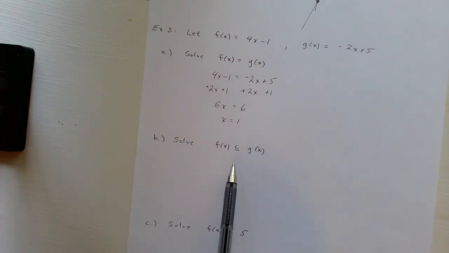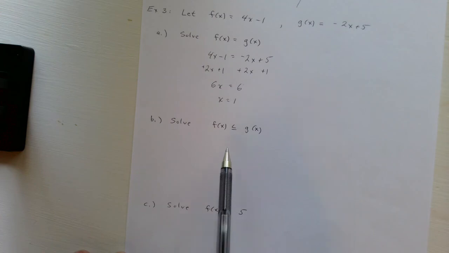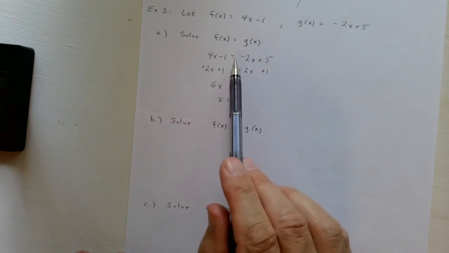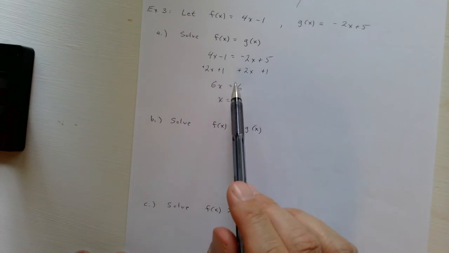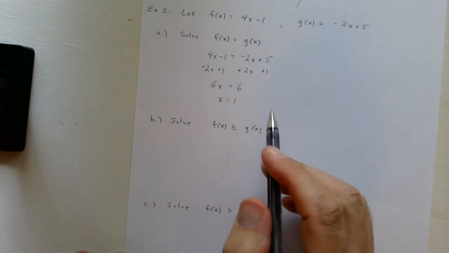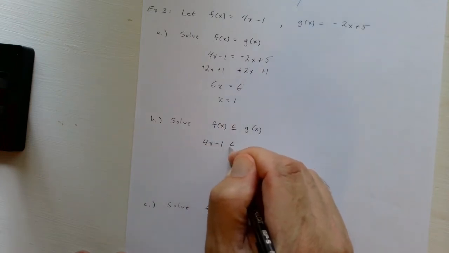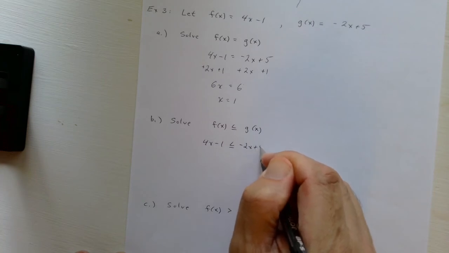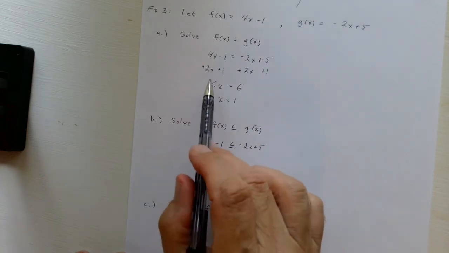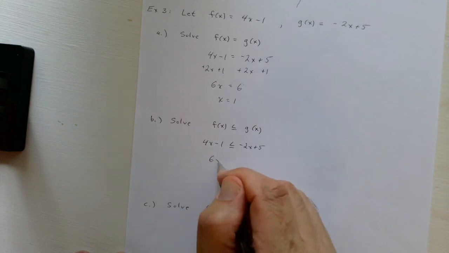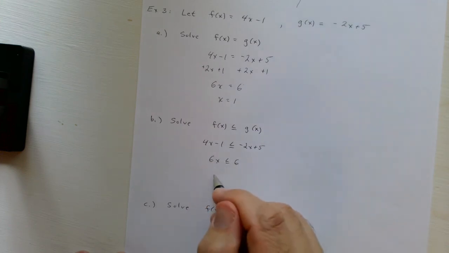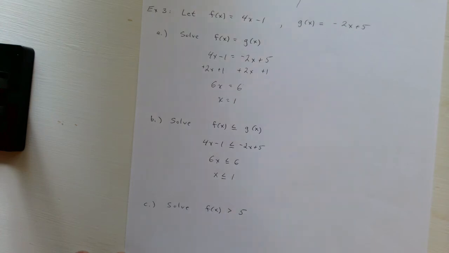If we wanted to solve the inequality, we can basically do the exact same thing where the equal sign is replaced with a less than or equal sign. So again we could write 4x minus 1 is less than or equal to negative 2x plus 5. Do the same, add 2x plus 1 to both sides, so you get 6x is less than or equal to 6. And then we divide by 6, and 6 is positive, so we don't change the direction of the inequality, so the answer is x is less than or equal to 1.